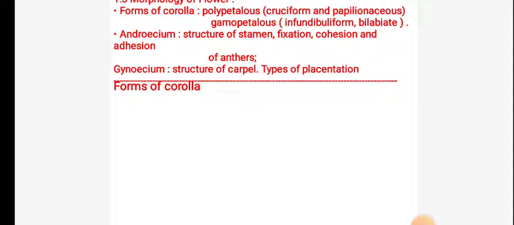Then second, reproductive structure, we are observing. First one is also the calyx, right? Then in androecium, structure of stamen, fixation, cohesion, and the adhesion of the anthers are there. Then gynoecium, structure of carpel, then types of the placentation, right?